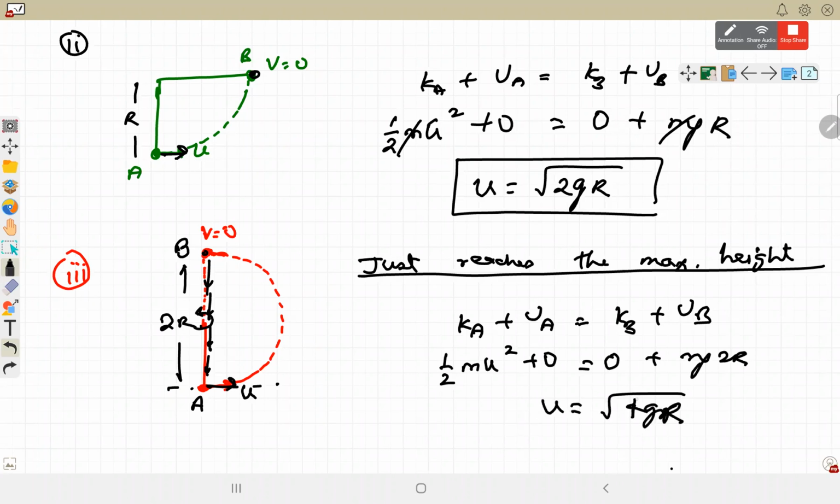So when the speed given is root 4 gr, which is again 2 root gr, this string becomes vertical, and after becoming vertical, it starts directly free falling along the diameter.